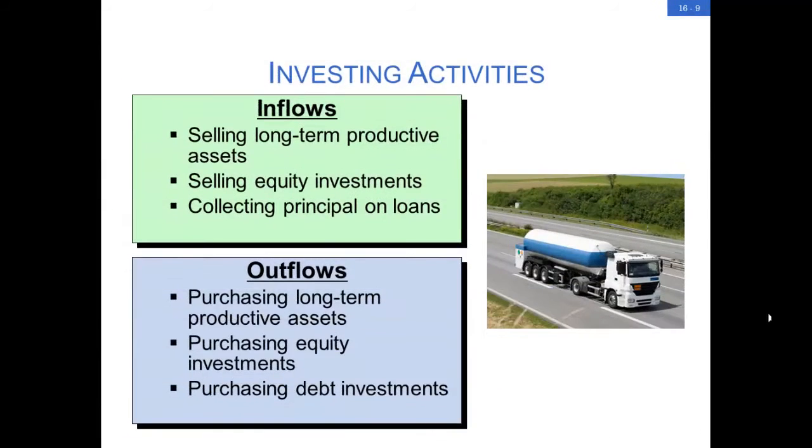The investing activities section includes cash inflows and cash outflows that result from the sale and purchase of fixed assets and investments. For example, if a company purchases a piece of equipment, it will be classified as a cash outflow in the investing section. If a company has excess cash and invests in the shares of other companies, it will be classified as a cash outflow in the investing section as well. If in the future this equity investment is sold, it will be classified as a cash inflow in the investing section.